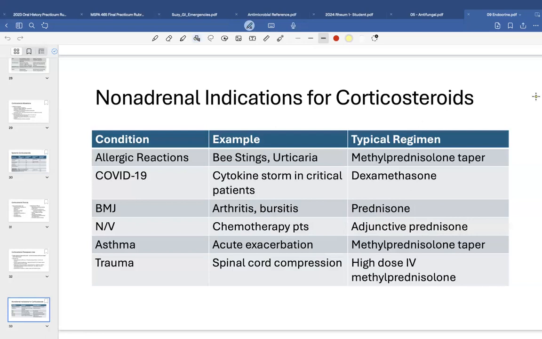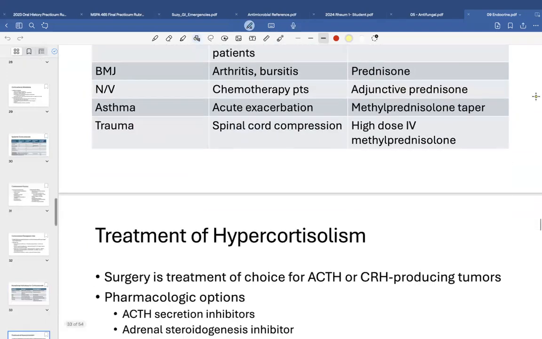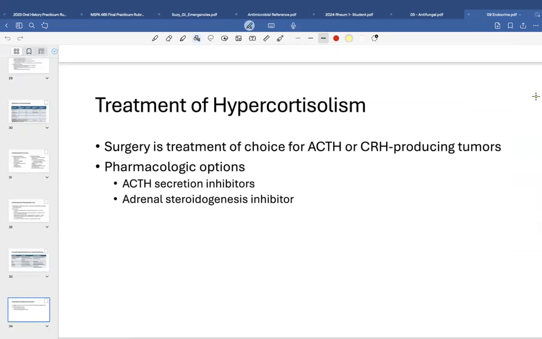On the other side, hypercortisolism, you have some limited options here. Sometimes we have tumors that will secrete ACTH or CRH. Surgical excision of those tumors would be the treatment of choice. But there are a couple of pharmacologic options, one of which is to target the secretion of ACTH. The other is to block steroidogenesis in the adrenal gland. We will probably use these infrequently, so touching on them very quickly.